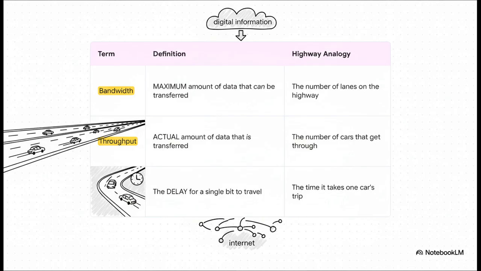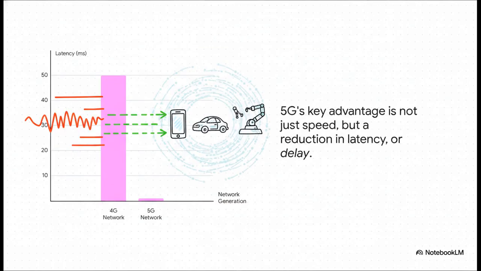That's your throughput. And last, latency. This is all about delay. It's how long it takes for a single car or one bit of data to get from the start to the finish. And that brings us to why latency is such a huge deal.